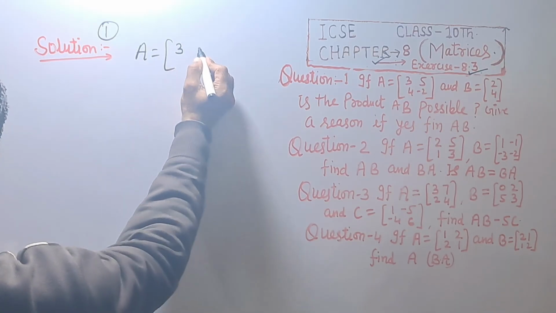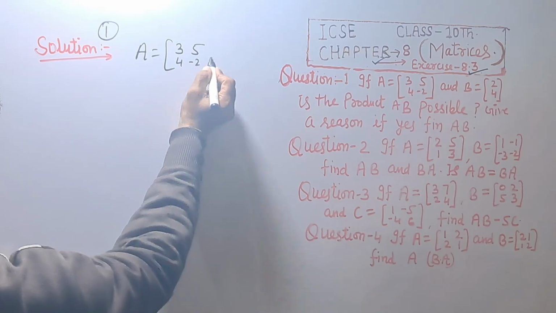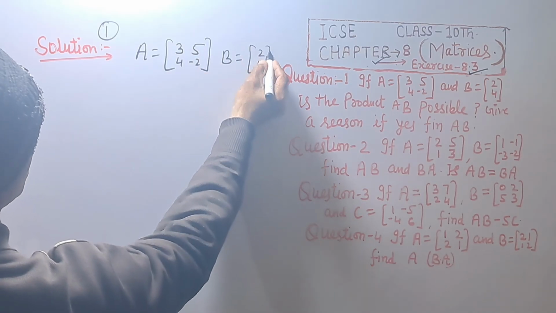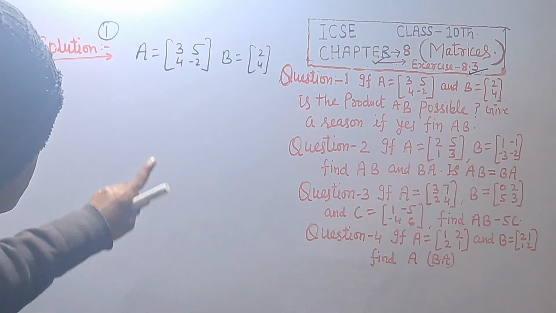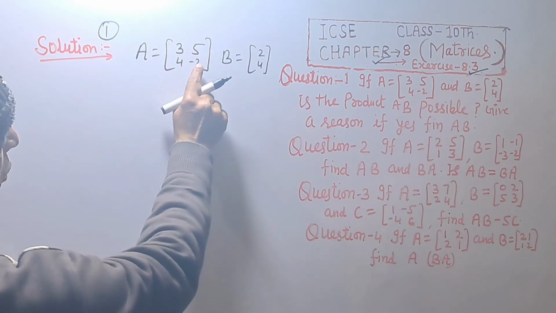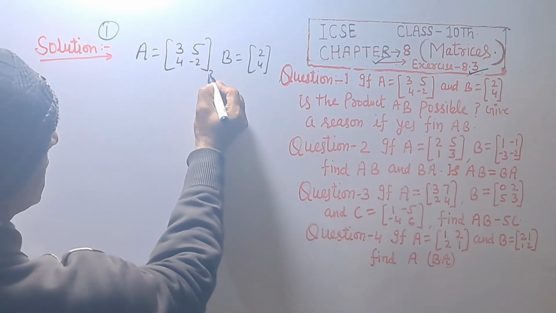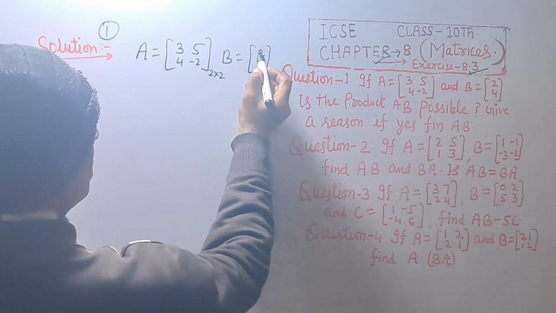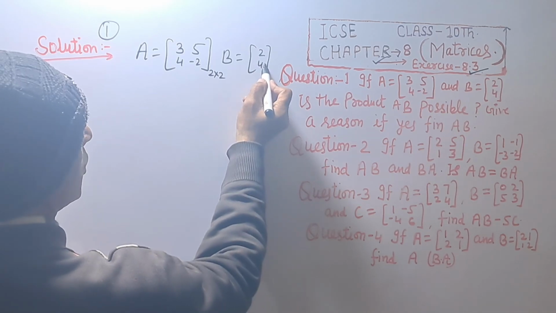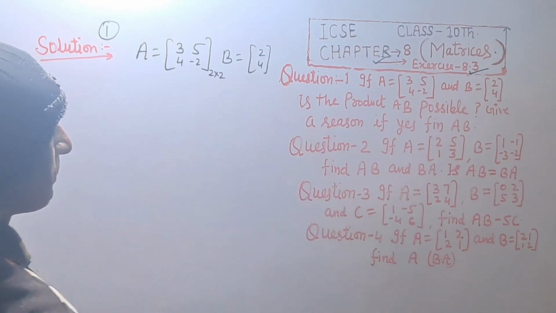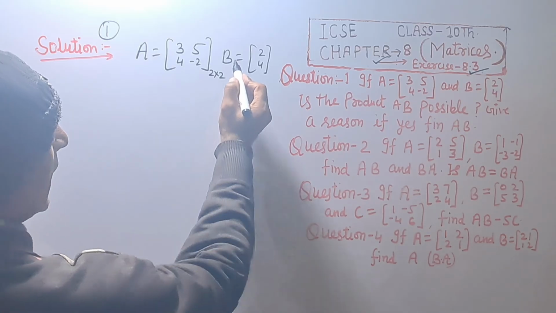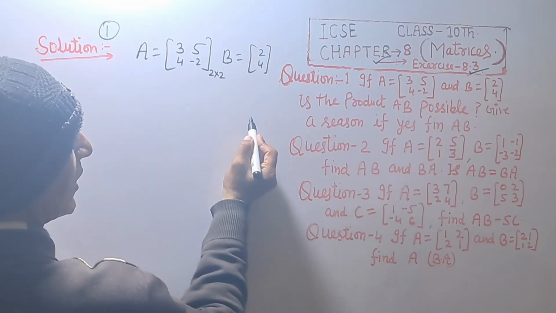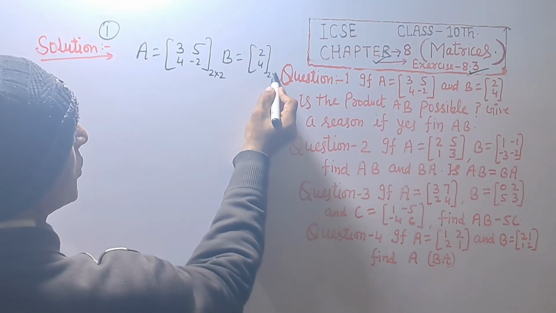Matrix A is [3, 5; 4, -2] and B is [2; 4]. Matrix A has first row, second row, first column, second column, so that is a 2 cross 2 matrix, and matrix B has first row, second row and one column, so it is 2 into 1.